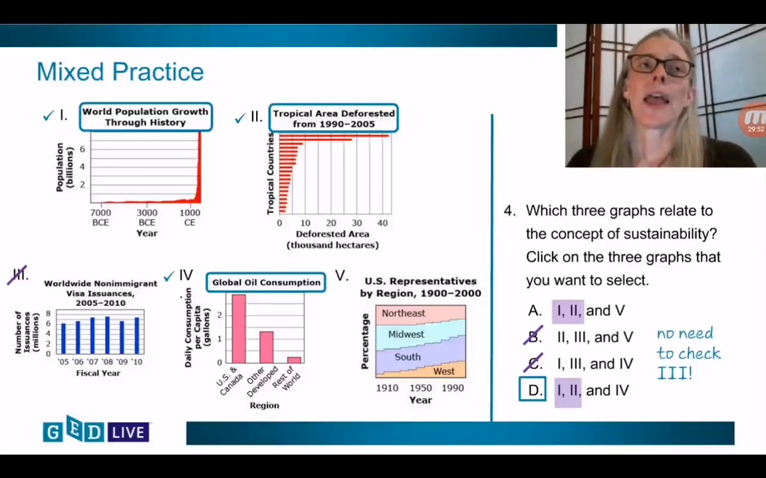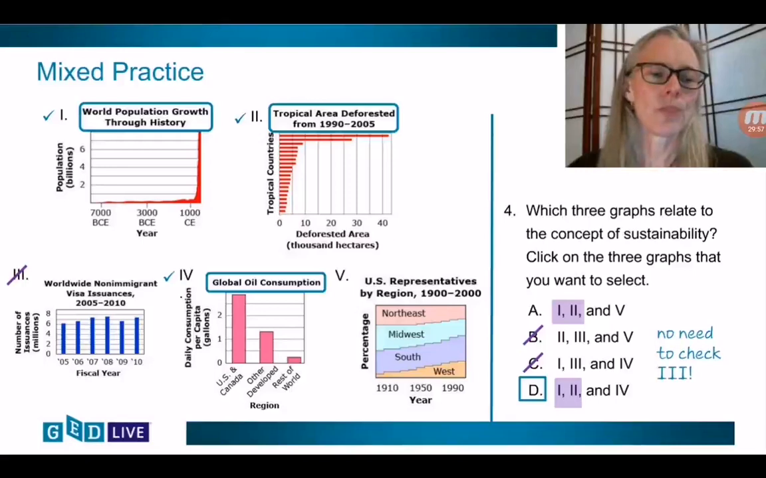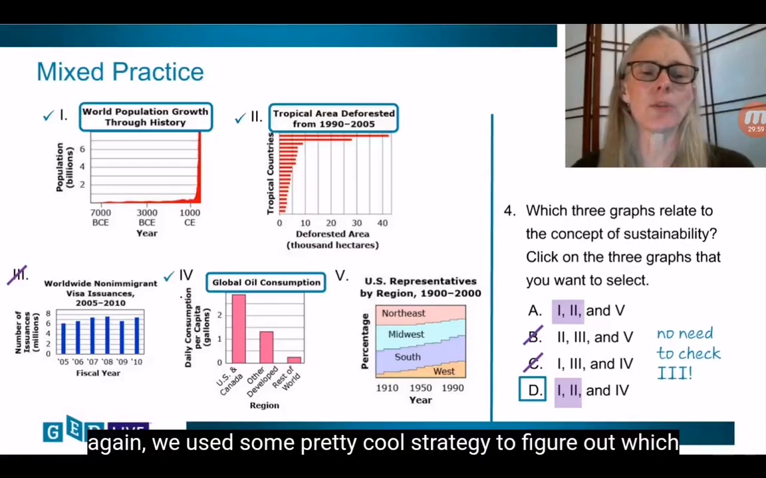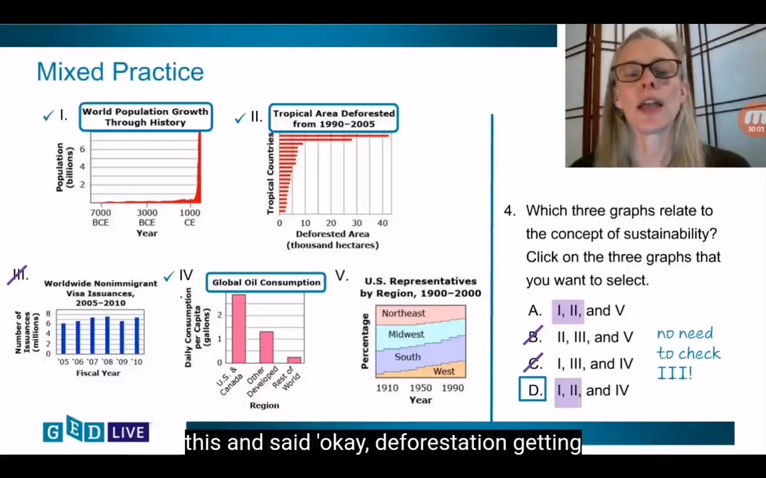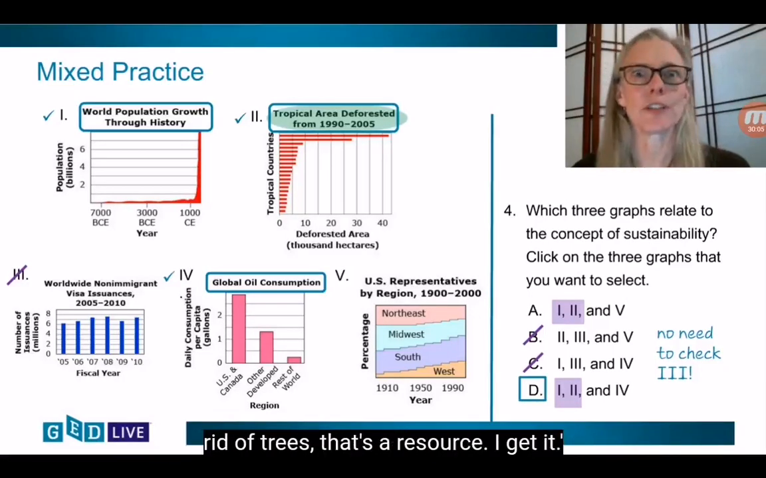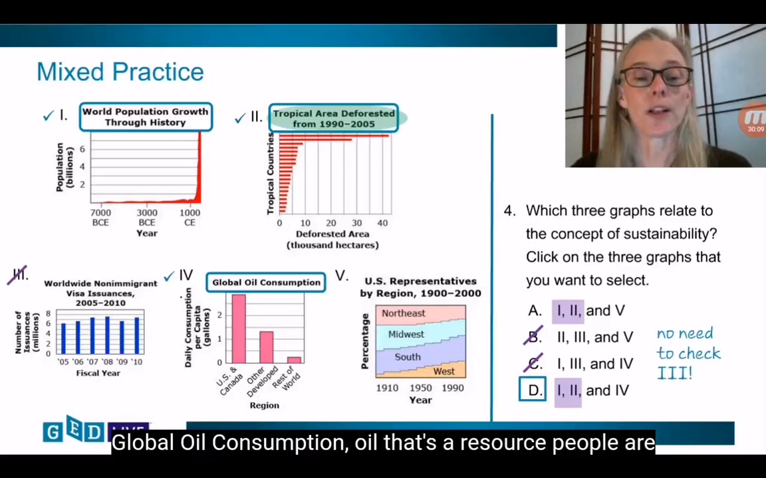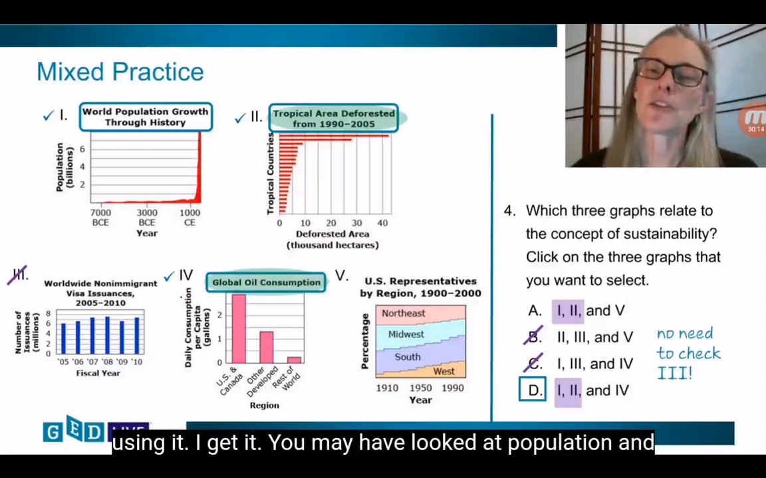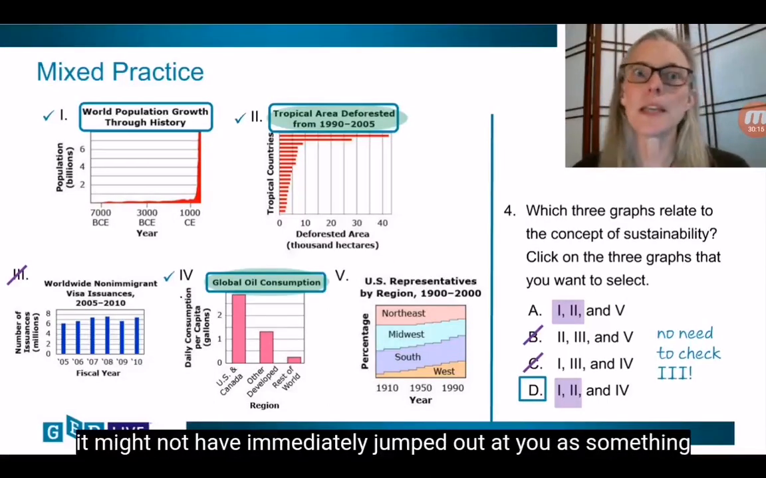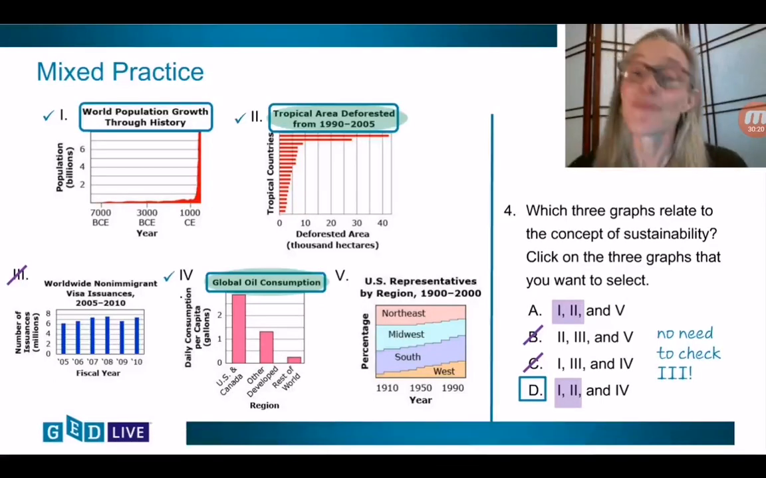And so I just want to note here that again, we used some pretty cool strategy to figure out which was the right answer. But also, you may have looked at this and said, okay, deforestation, getting rid of trees, that's a resource. I get it. Global oil consumption, oil, that's a resource. People are using it. I get it. You may have looked at population and it might not have immediately jumped out at you as something having to do with sustainability, right?